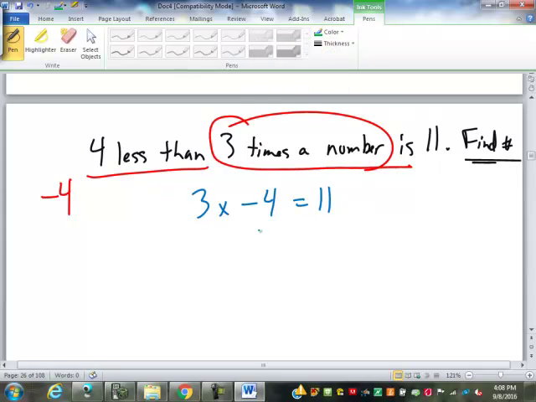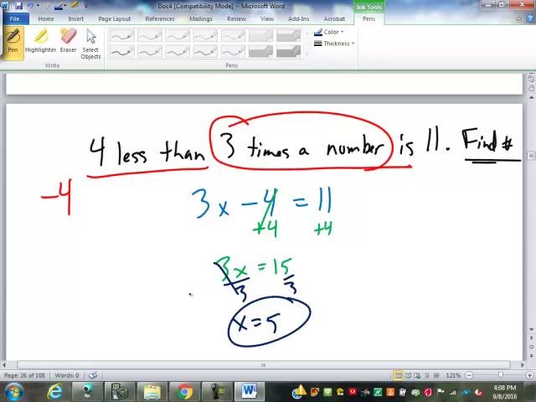So now we got to solve this by heading for 3x equals 15, and then what do you think? Not terrible.